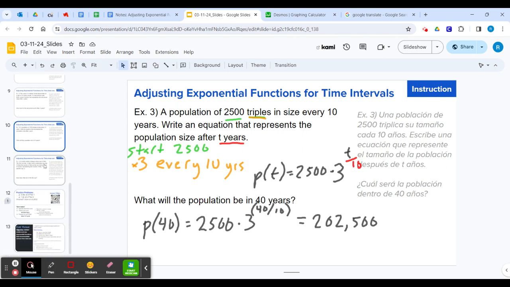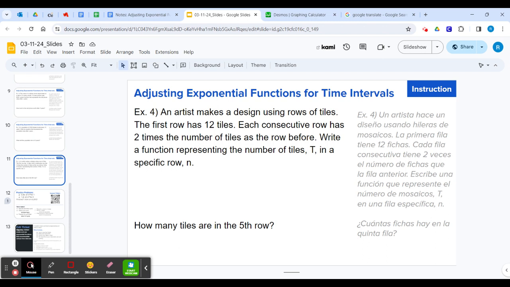All right, last problem. An artist makes a design using rows of tiles. The first row has 12 tiles. Each consecutive row has 2 times the number of tiles as the row before. Write a function representing the number of tiles t in a specific row n.